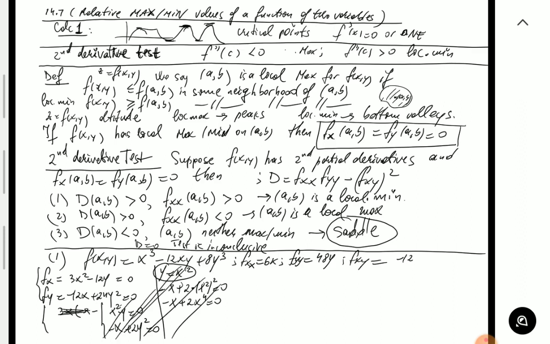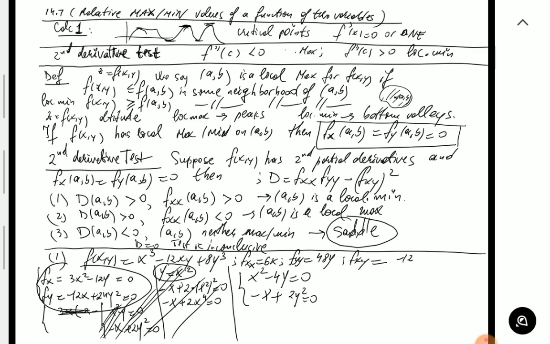I just forgot one factor here. So let's start over with the critical points. Divide by 3, I forgot that 4. So x squared minus 4 times y equals 0. And divide by 12, that makes it minus x plus 2y squared. That's fine.